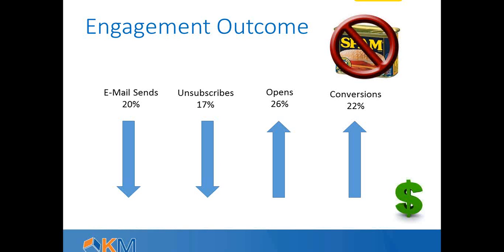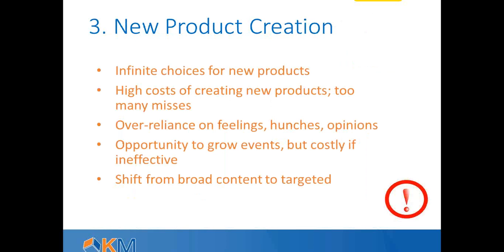Their sends went down, but so did their unsubscribes. They sent less email, but they had fewer unsubscribes, and they had a higher open rate and higher conversions. So again, at the end of the day, in a lead program, if it's about conversions, it doesn't always mean send more to get more. Okay, and this protects your audience engagement statistics much better than batch and blast.